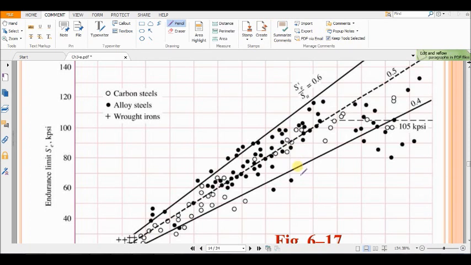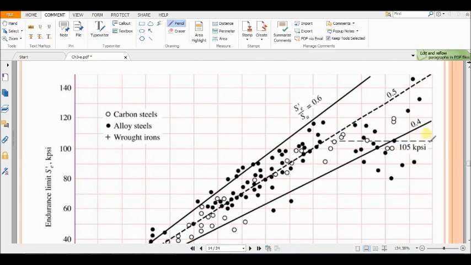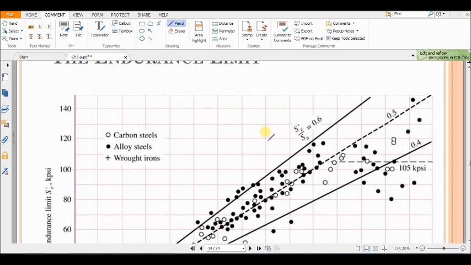They found out that normally this endurance strength value falls between 0.4 and 0.6, or 40% and 60%, of the ultimate strength of the material. It always falls between 40% of ultimate strength and 60%.